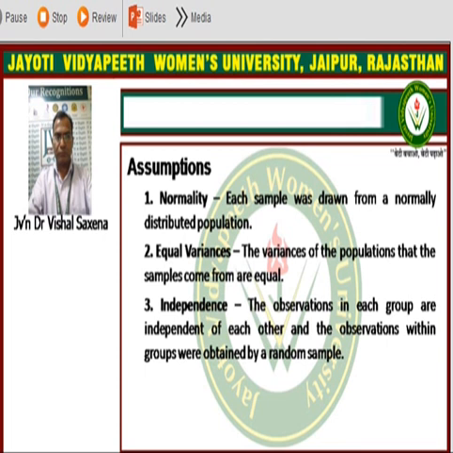And the third assumption is that the observations in each group are independent. The observations in each group, each factor, must be independent of each other, and the observations within groups were obtained by a random sample. It is important that within the group the observations are taken randomly, and the observations in every group should be independent.